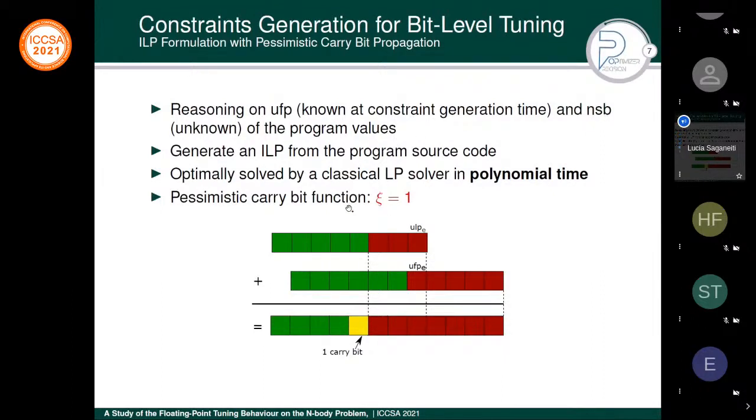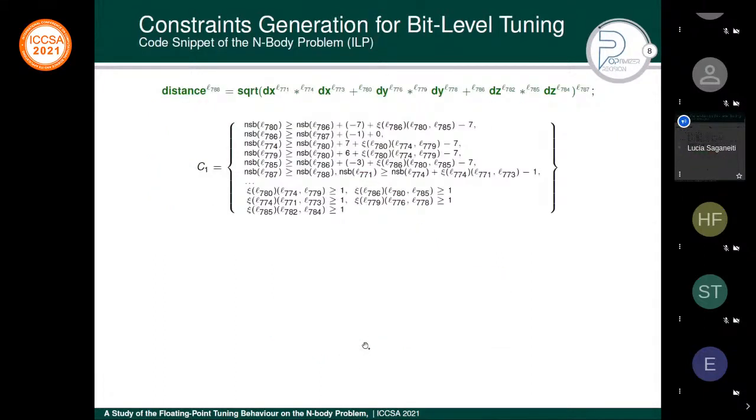So we need to say that in this ILP formulation, we were pessimistic on the way we propagate the carry bit functions, which means that if we take a simple addition, as you can see here in the picture, we assume that one carry bit is added even in the cases where we do not have to add this carry bit. So if we take now one line of the n-body program, which is here given in green, for only this line, POP generates all these sets of constraints. Here we have, I think, 17 constraints generated for this line.